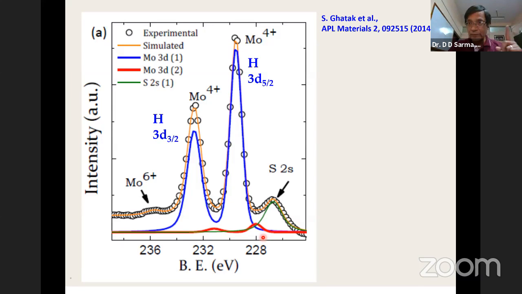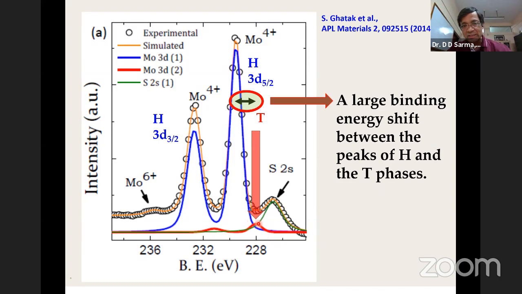But what is important for our purpose here is to note that there is a very large energy difference between this metastable T state form and the stable H form. There's a large binding energy difference. And this is going to play a very important role in what I'm going to talk about.